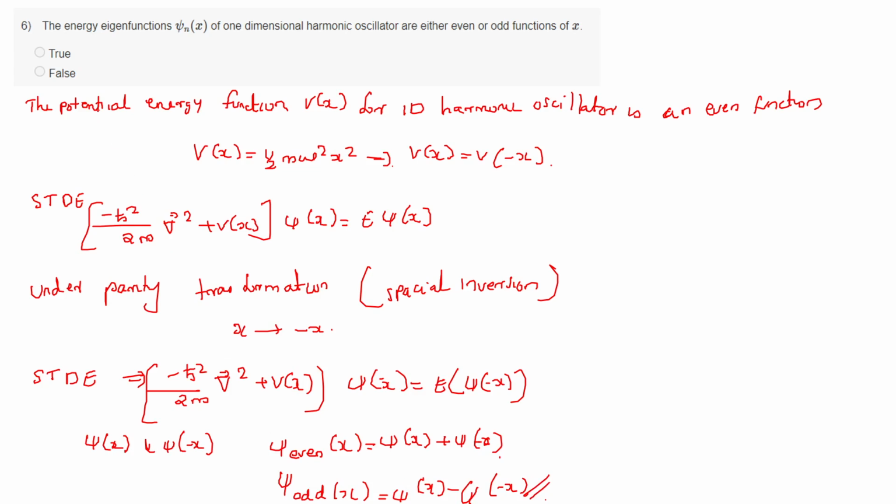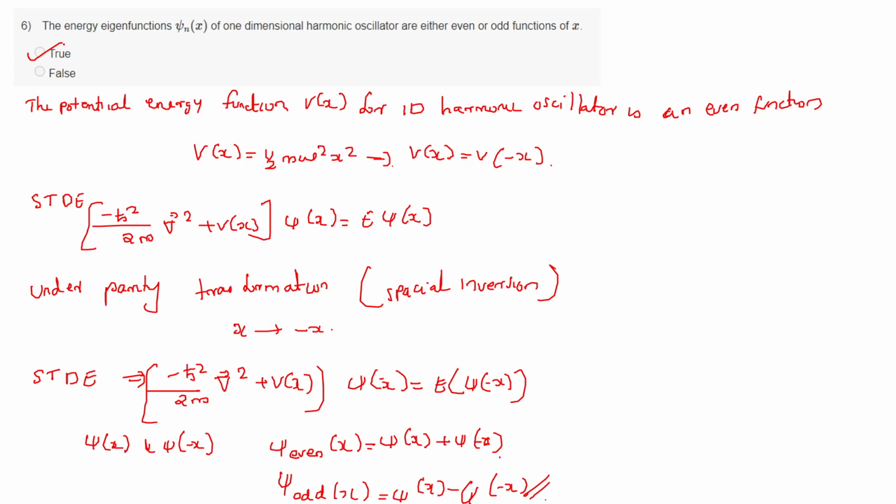So then the answer will be true. The energy eigenfunctions psi n of x of a one-dimensional harmonic oscillator are either even functions or odd functions. So what we have to do here normally is solve the Schrodinger equation, that is, find the psi value, how it will be for a harmonic oscillator.